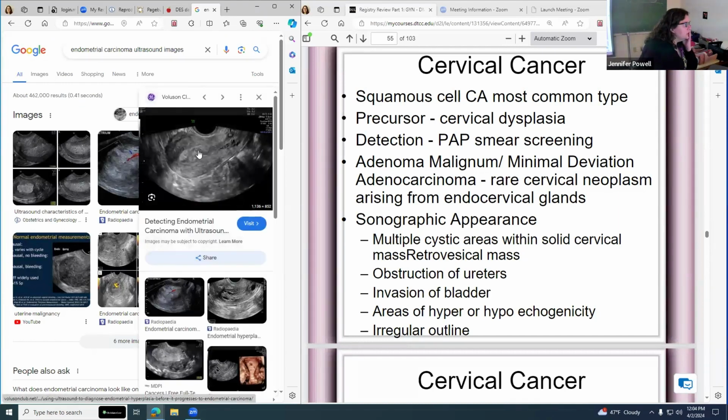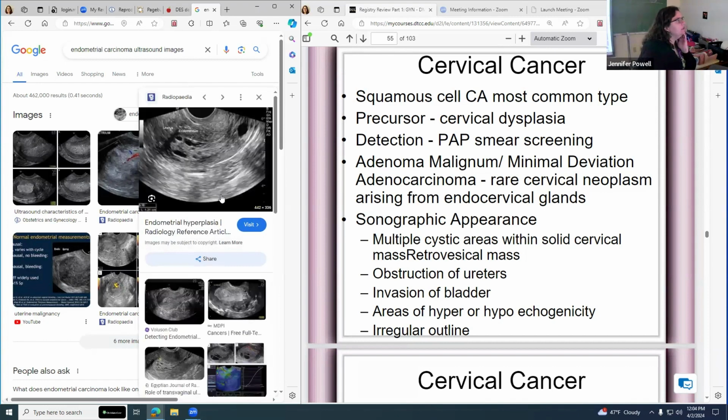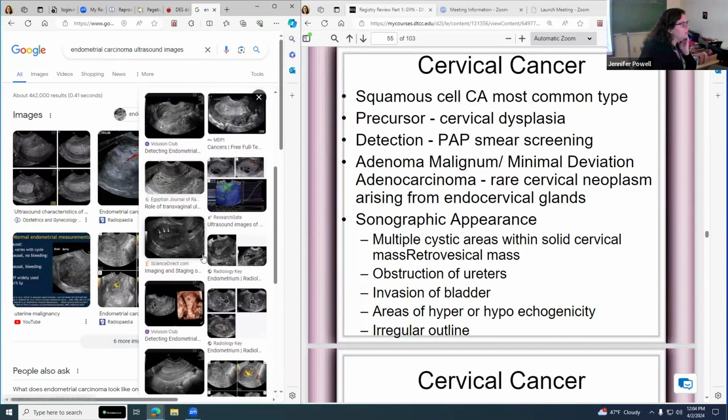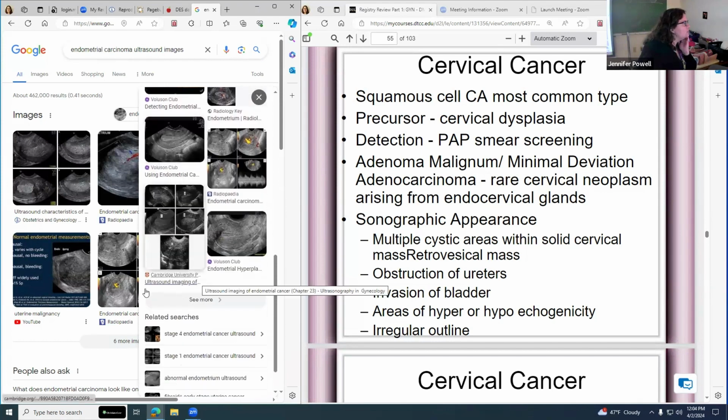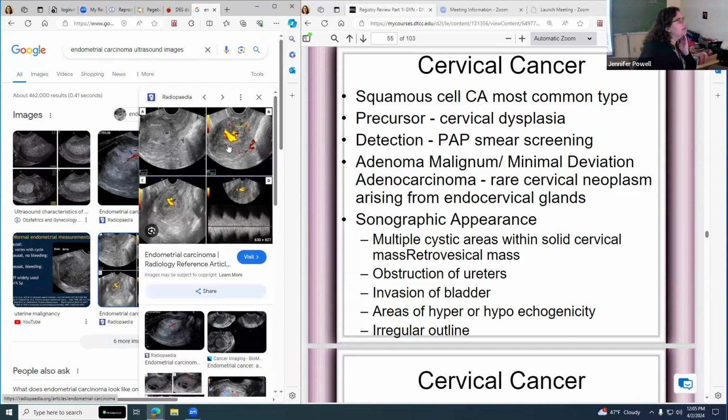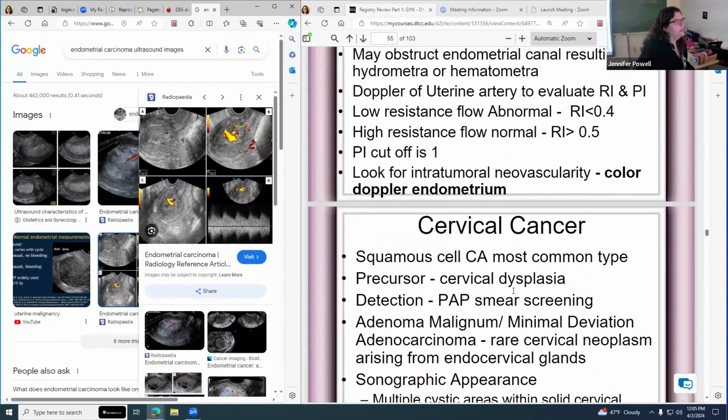So this one is thickened and it also has a focal mass here. If you turn color on, it's going to be pretty vascular. This is another typical look with these cystic structures within the endometrium. This is hyperplasia, actually. But again, you don't know if it's cancerous or not. But you're going to have a hypervascular endometrium.